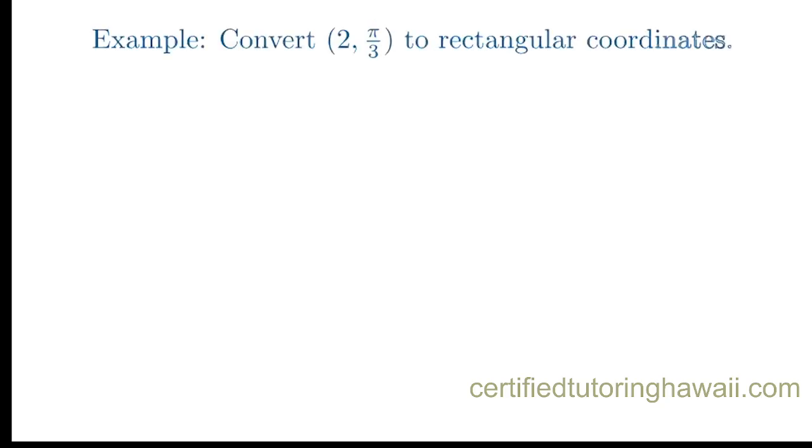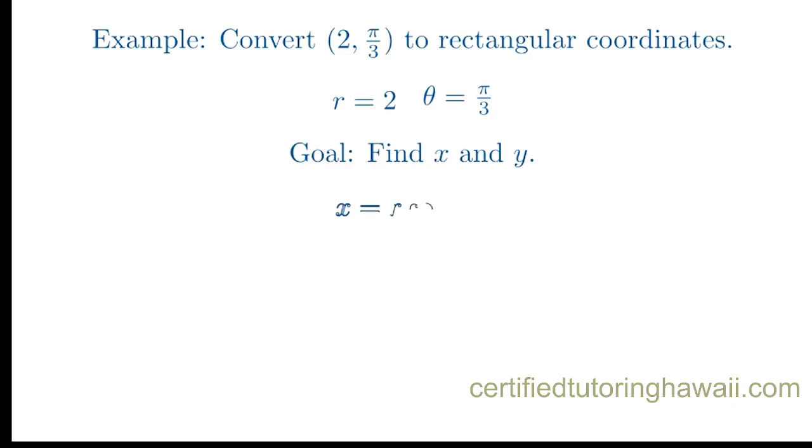Suppose we are given the polar coordinates (2, pi/3), and we want to find their rectangular equivalents. Here, r is 2 and theta is pi over 3. Our goal is to find x and y. First, let's find x. We use the formula x equals r cos theta. Plugging in our values, we get x equals 2 times cos pi/3. Remember from the unit circle that the cosine of pi over 3 is 1/2. So, x equals 2 times 1/2, which simplifies to 1.